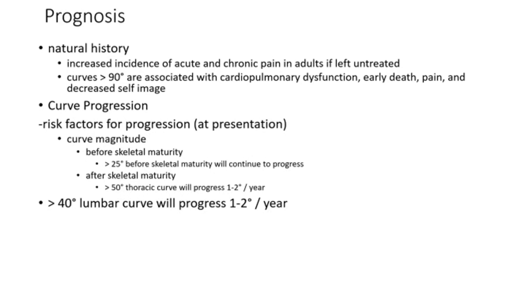Curve progression, we will talk about this later, but the more the curve, especially before skeletal maturity, if it is more than 25 degrees, it tends to progress. And after skeletal maturity, there is not much progress. For curves that are more than 50 degrees, it's about 1 to 2 degrees per year. And for lumbar curves, more than 40 degrees would have the same progression rate.